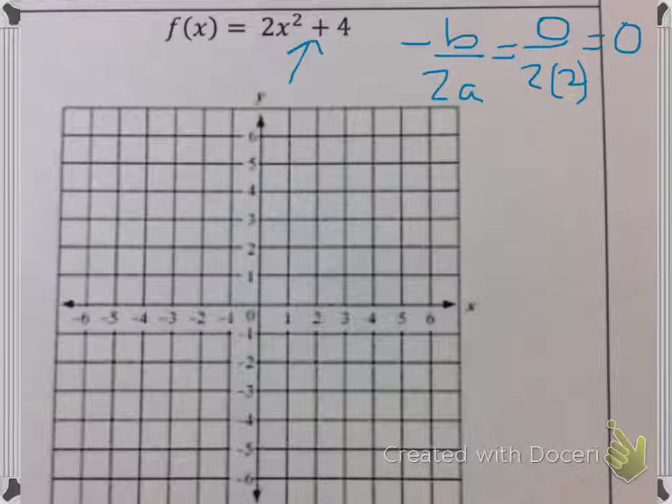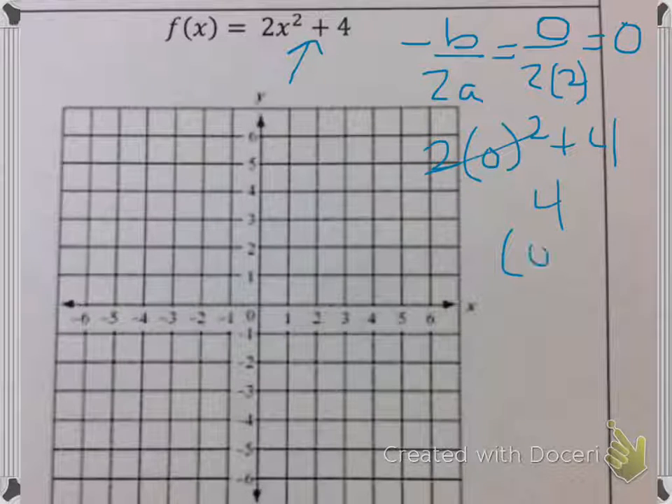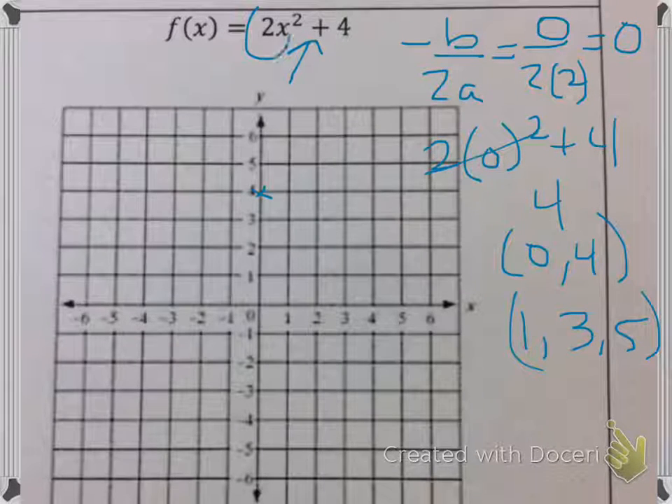So I'm substituting 0 into my equation, so I'd have 2 times 0 squared plus 4. That's going to be 0, so I'm left with just 0, 4 for my ordered pair. So over 0 up 4 for my starting point. My normal pattern is 1, 3, 5, but I get to times my pattern by this number 2 that's out front. So my pattern is 2, 6, 10.